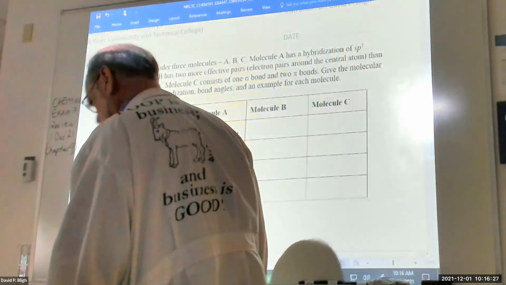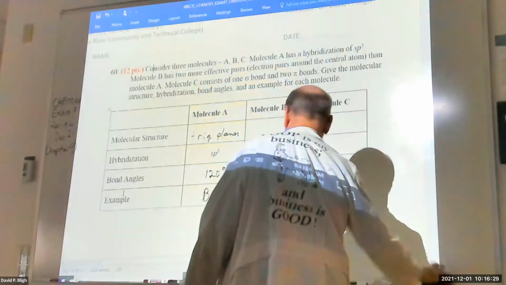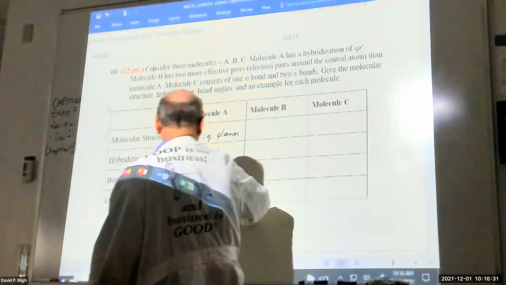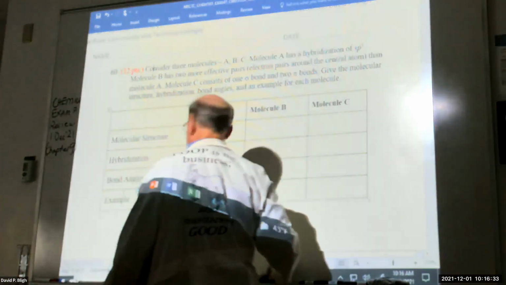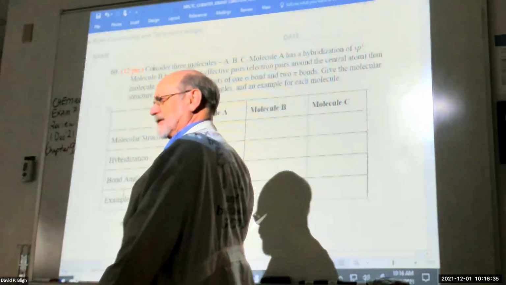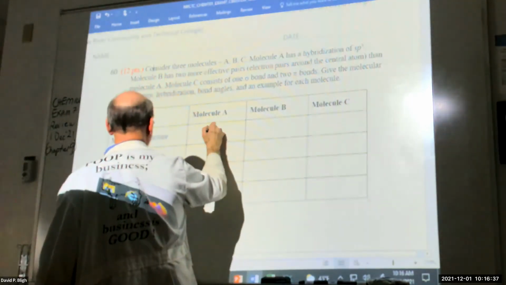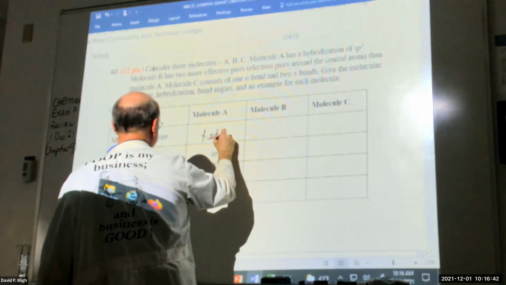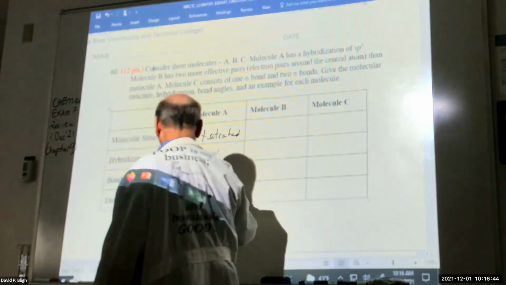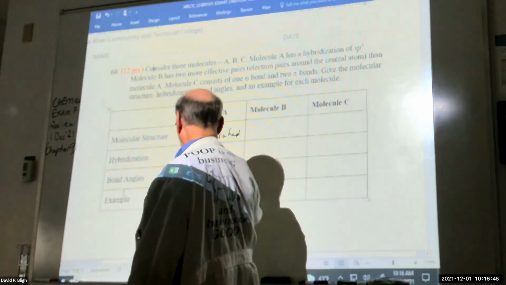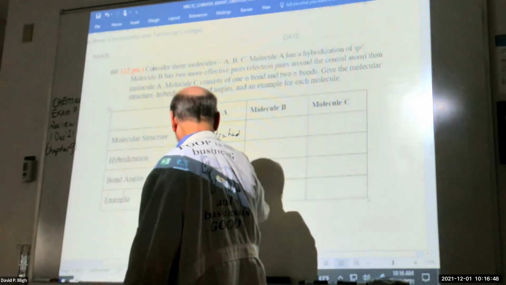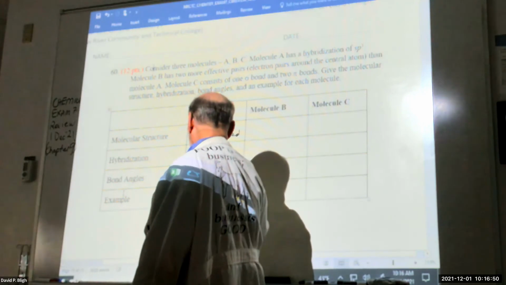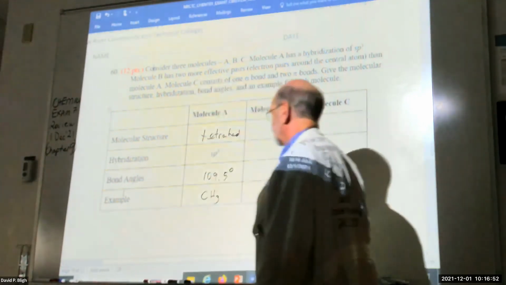But wait a minute. Oh, scratch that. I'm going to reread my own sp3 hybridization. You should copy this. sp3 is tetrahedral. Bond angles 109.5. And methane. There you go.